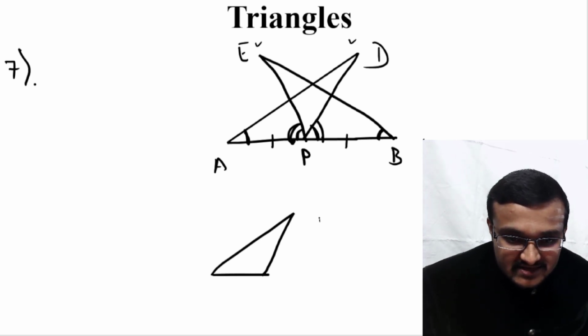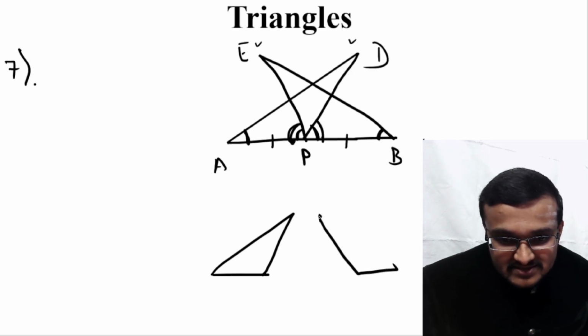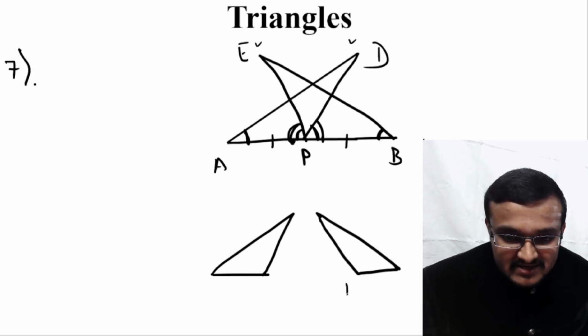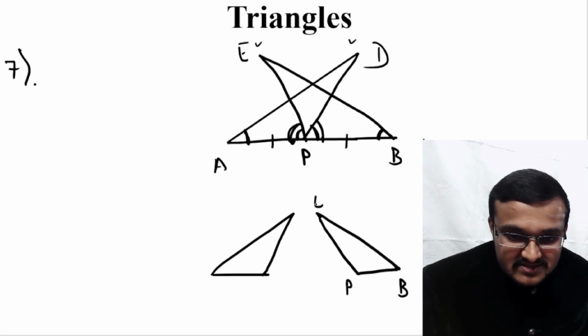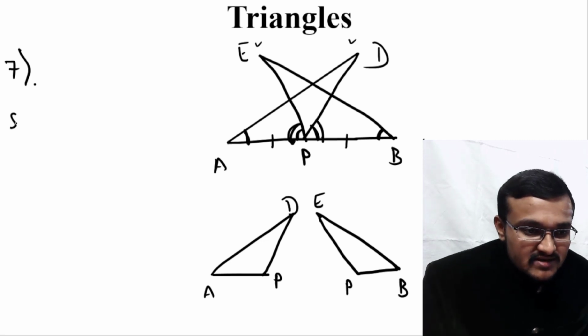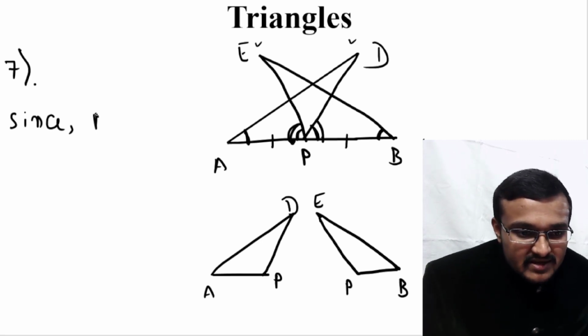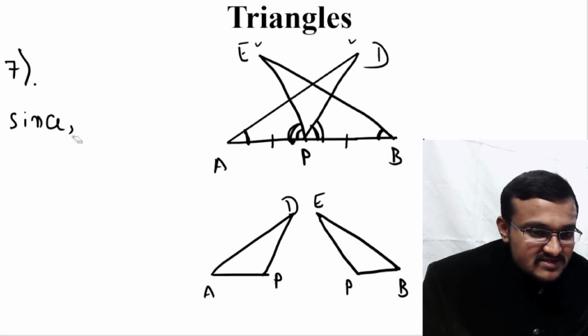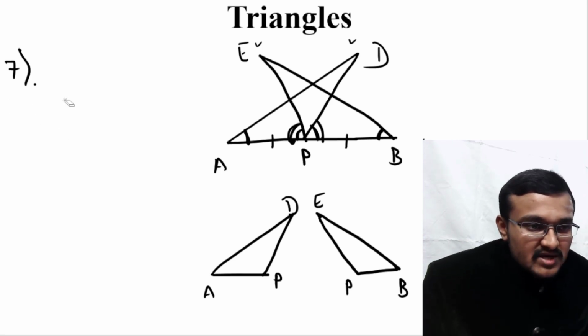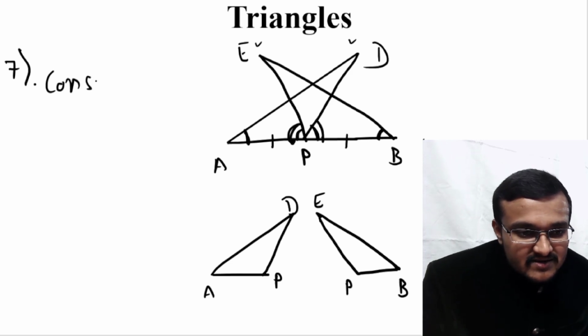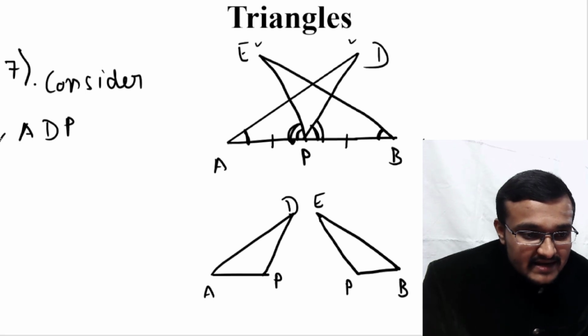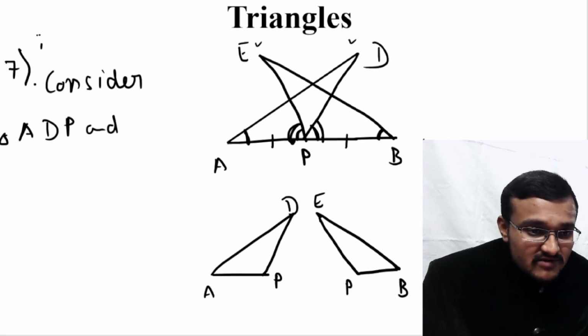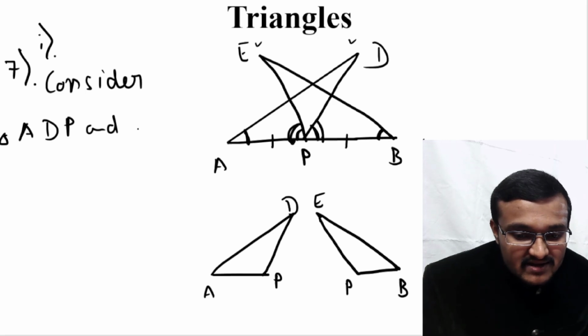I am just writing these two triangles separately like this. So this is PB, this is E, this is D, this is P, this is A. So here, since P is midpoint, or before considering the side, we will consider two angles which they have already given. So here we are considering ADP triangle, and here we are solving the first question. So ADP triangle and triangle EPB.